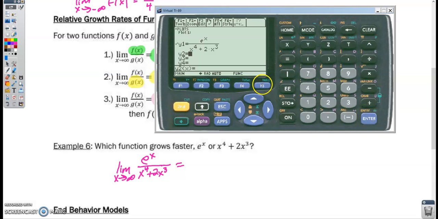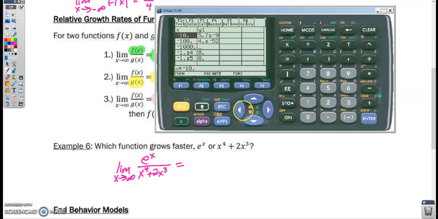And I will go ahead and go to my table. And I'm going to put 10 in there and 100. Whoa, that got really big really fast. 2 times 10 to the 35th. I bet my calculator probably won't even be able to handle 1,000. Oh no.